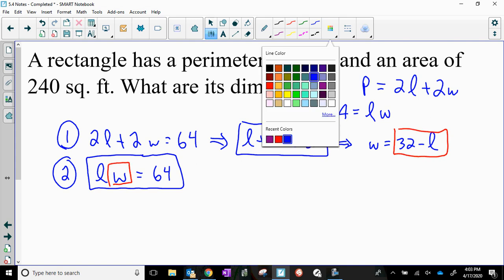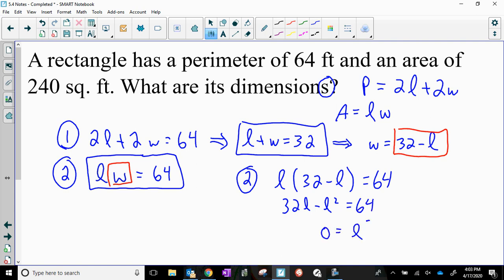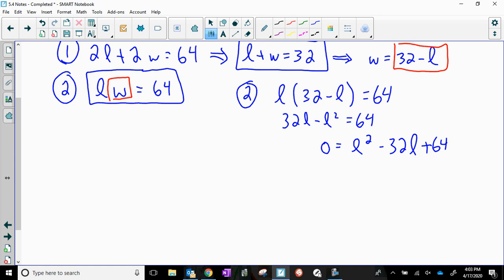So let me rewrite my second equation as L times 32 minus L equals 64. So I have 32L minus L squared equals 64. I'm going to move everything so L squared is positive. So let me move everything to the right. And then I'm going to solve by factoring if I can.